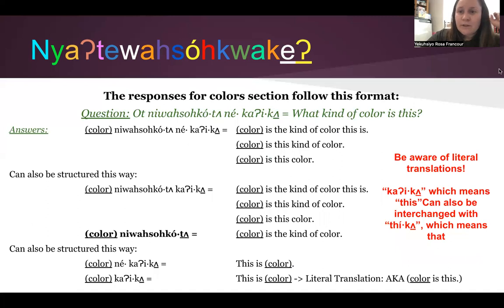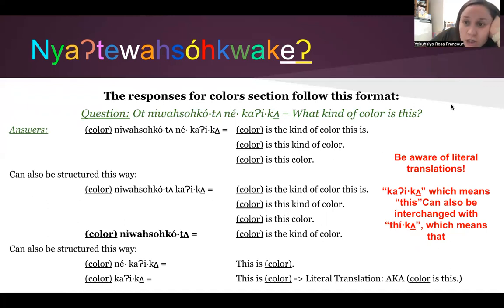Okay, so you learned a few different ways of how to ask questions with the meanings. So if we're asking questions, how are we going to respond? Here are options and examples of responses. The responses for the color section follow this format. Again, the question was, "Ot ni wa soko de ne gaig," what kind of color is this? The answers, or ways you can structure your responses, are many different options, and these are some of the options.